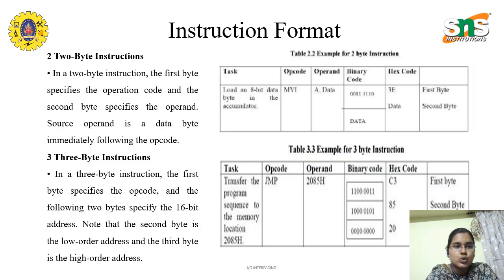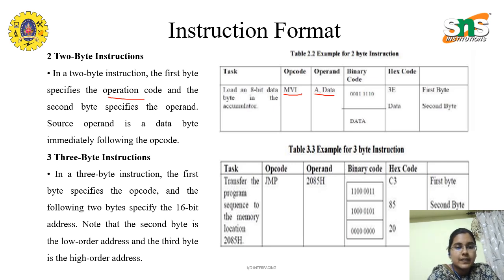Next is 2 byte instructions or 2 word instructions. Here you can see the first byte specifies the operation code, that is the opcode, and the second byte specifies the operand. Here A, data is the second byte. So MVI is the first byte, and the second is the data byte. Here the source operand is a data type immediately followed by the opcode.